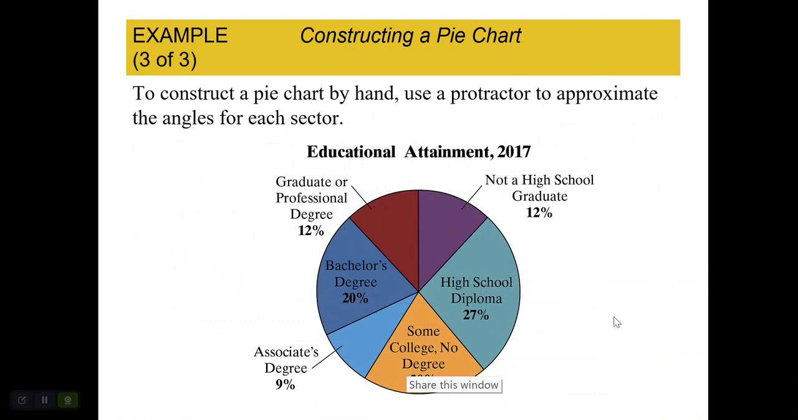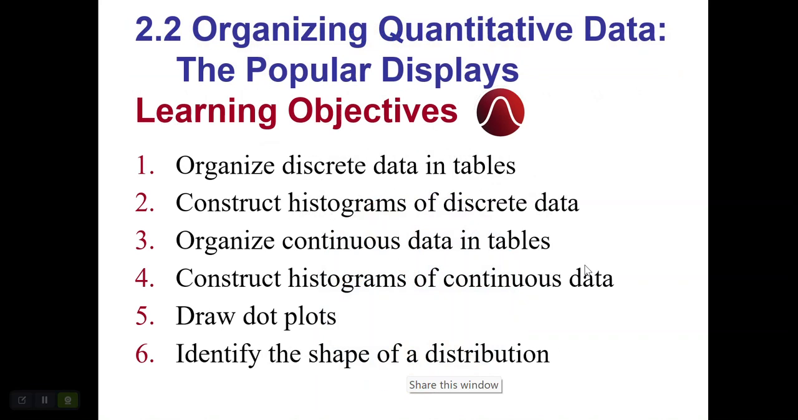So if you look at this one right here, in 2017, which one is the highest pie? Looks like this one, high school diploma, got 27%, which is higher, right? And then you have a bachelor degree, also pretty big. Some college but no degree, also pretty big in here. So those are the pie graphs, okay?